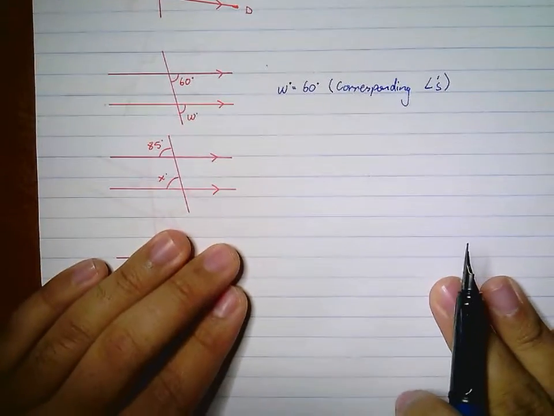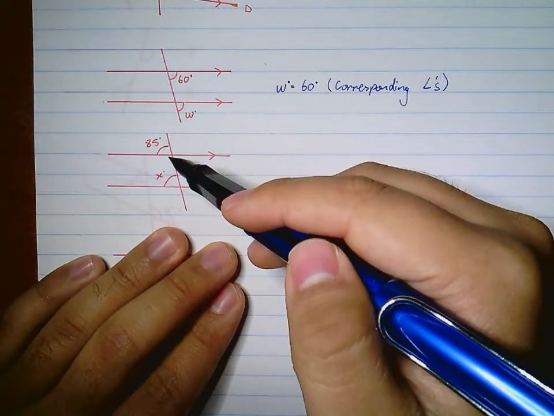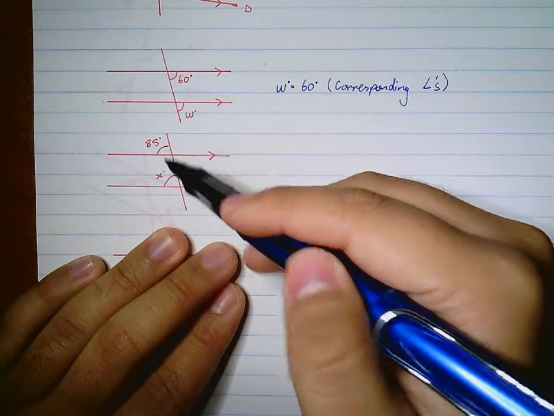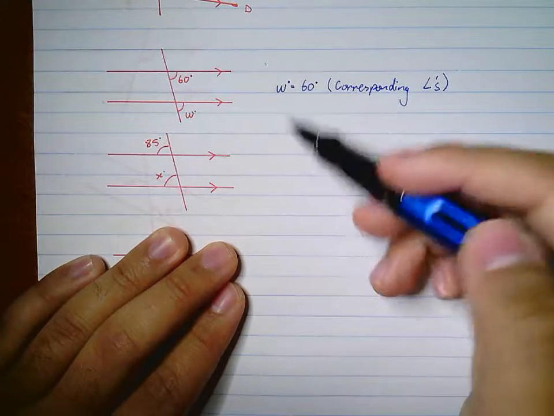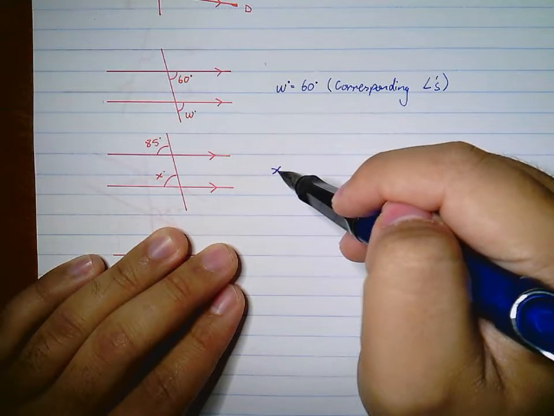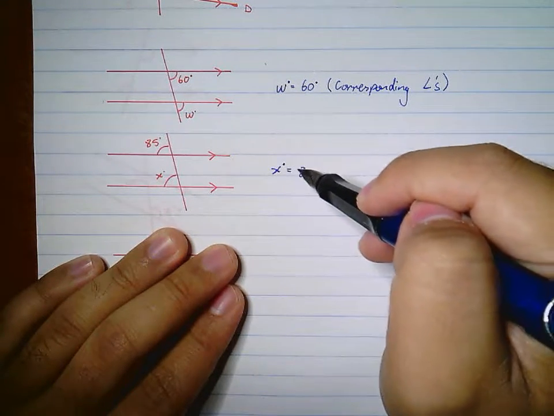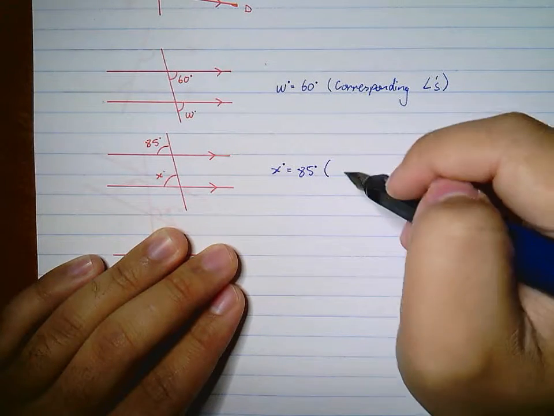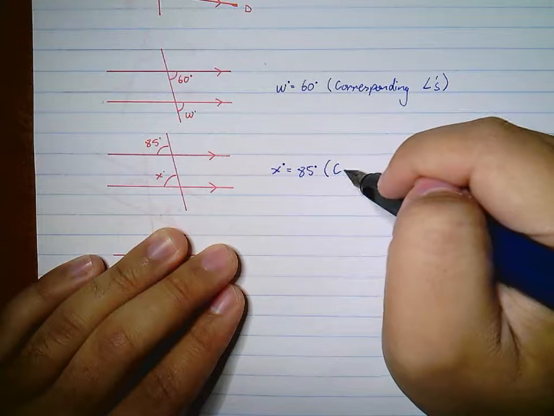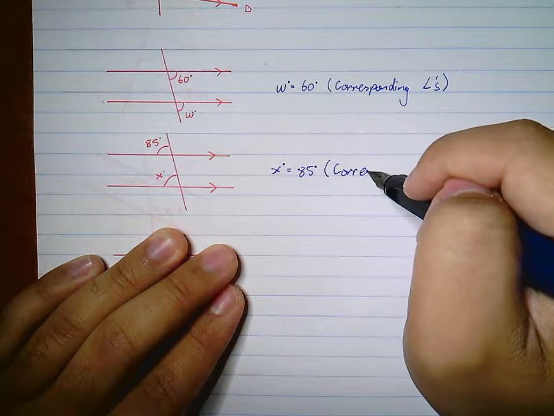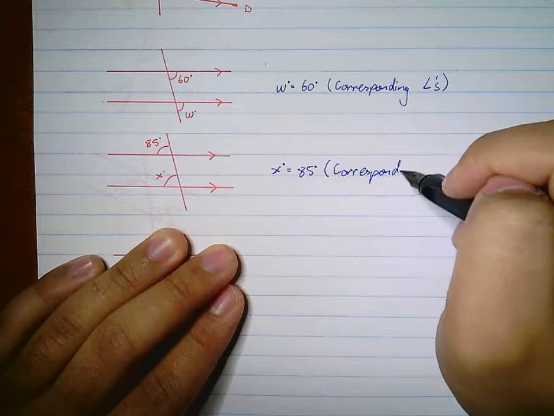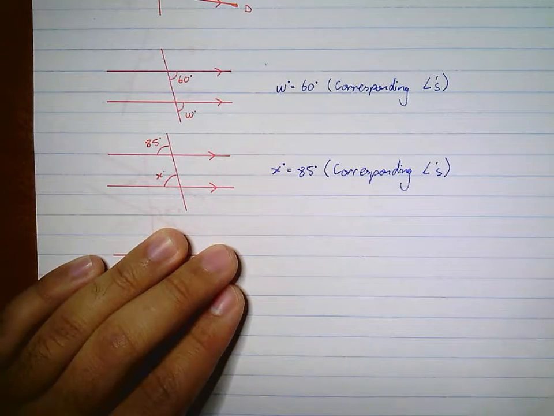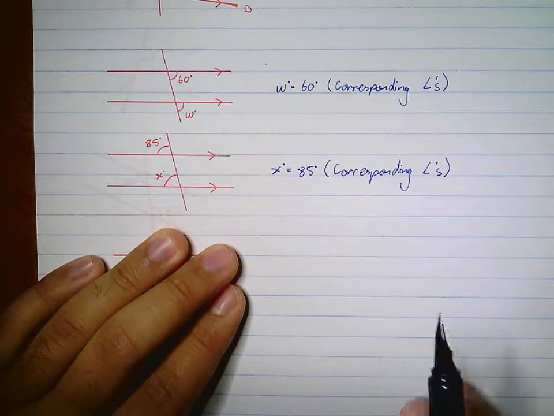So here's another example. So if that angle there is 85, the X is corresponding to 85, so therefore we can say X is equal to 85 degrees. And once again, there must be a reason next to it. Corresponding angles, because corresponding angles are equal to one another.